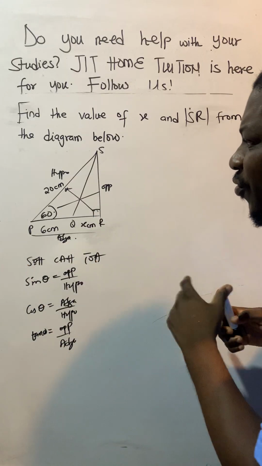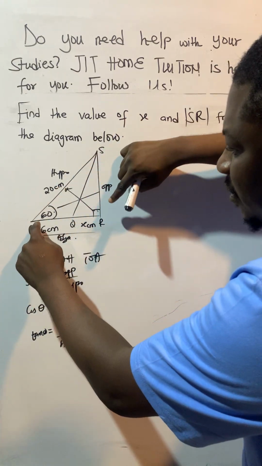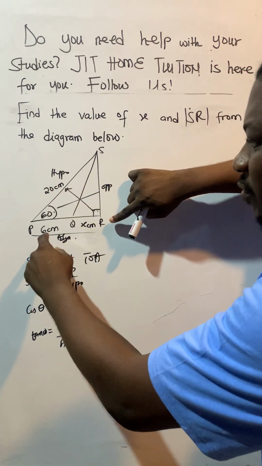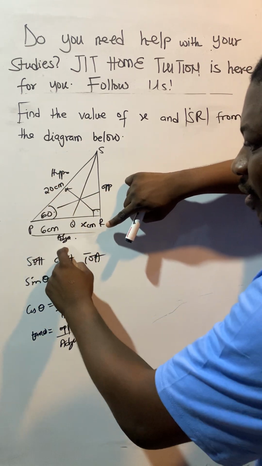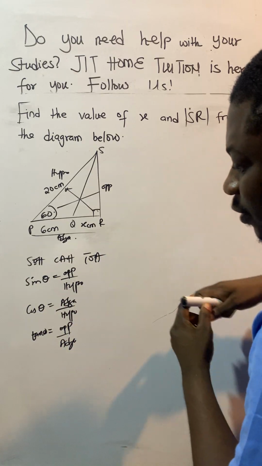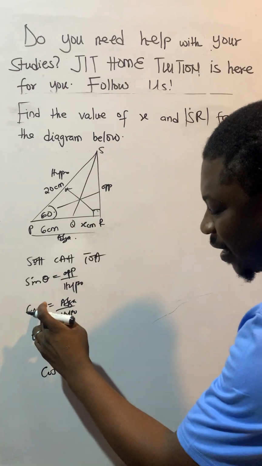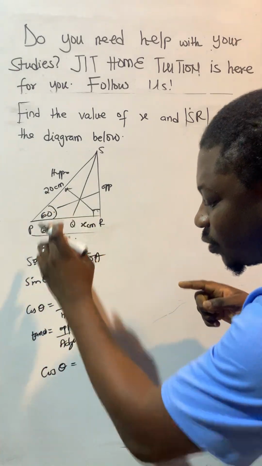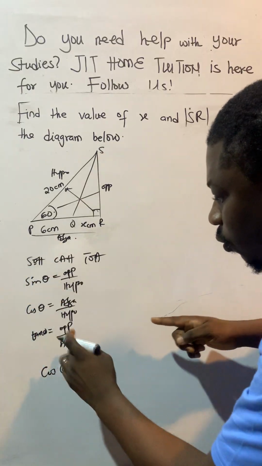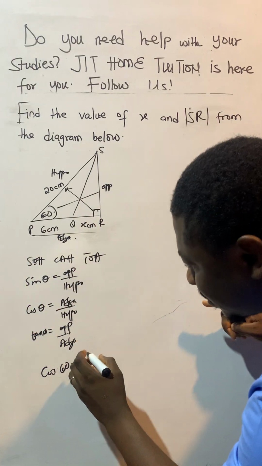So now look at the first question. It is saying that we should find what? X. How do we find x? Look at this side. This side is the hypotenuse and this side is the adjacent. So you look through this, which one requires hypotenuse and adjacent? That is cos theta. Meaning cos theta is adjacent over hypotenuse, but here it is cos 60. The angle is 60, so cos 60 is equal to the adjacent.